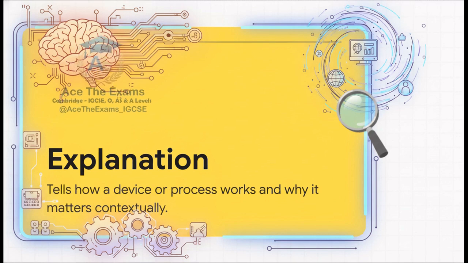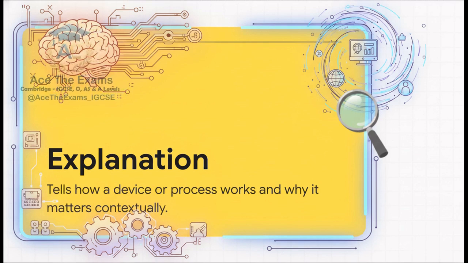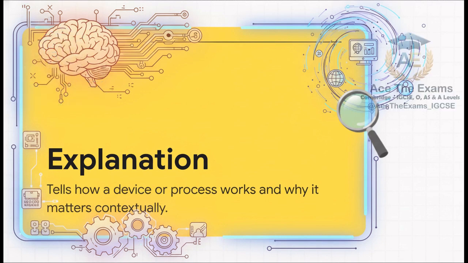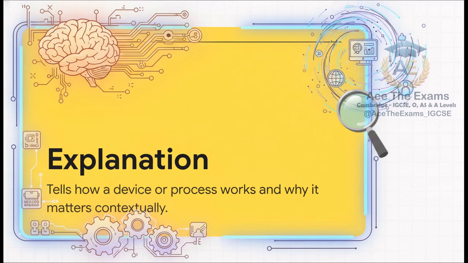If you only describe, just telling the examiner what a device or process is, your answer is safe, sure, but it's really shallow. You might pick up a single mark. But an explanation, that tells them exactly how it works and why it matters contextually. That's what scores the real marks. But wait, if you leap straight into explaining without naming the concept first, your response just sounds confused. The real magic happens when you combine both.